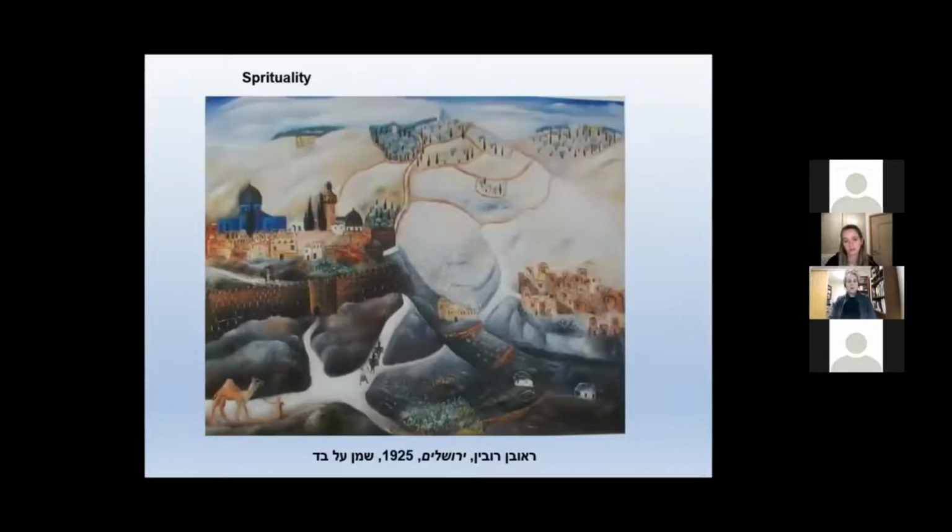Jerusalem also is shown very spiritual. You know, there's the Yerushalayim shel Mala, which is the spiritual, ideal Jerusalem, and Yerushalayim shel Mata, which reflects Jerusalem. So here, Reuven Rubin, one of the most famous Israeli artists, is showing Jerusalem, and the feeling is that we are going up.